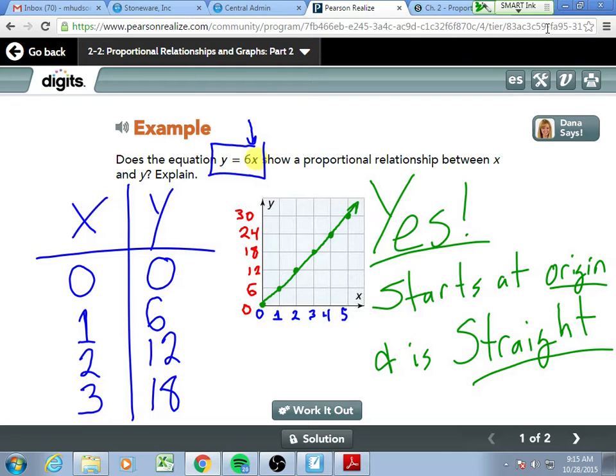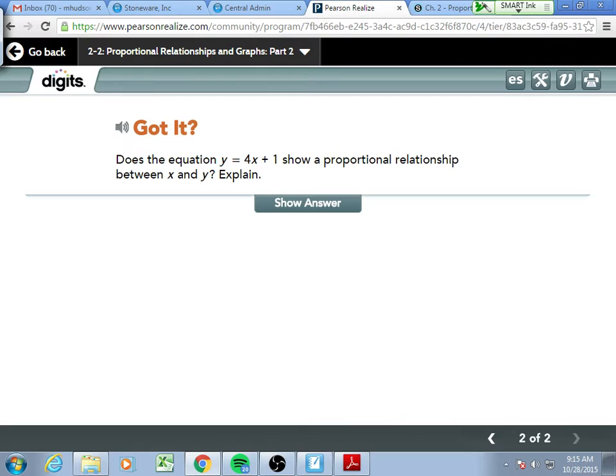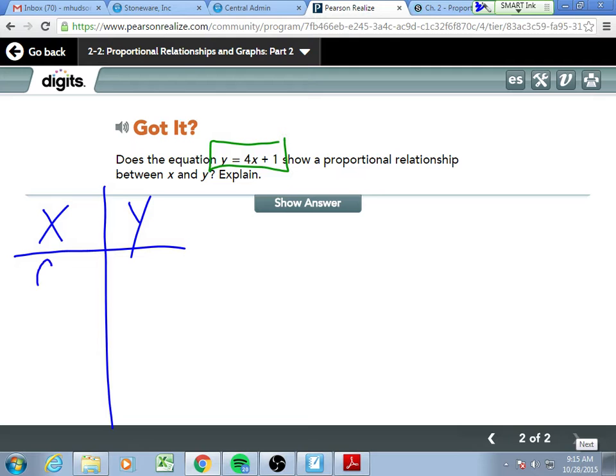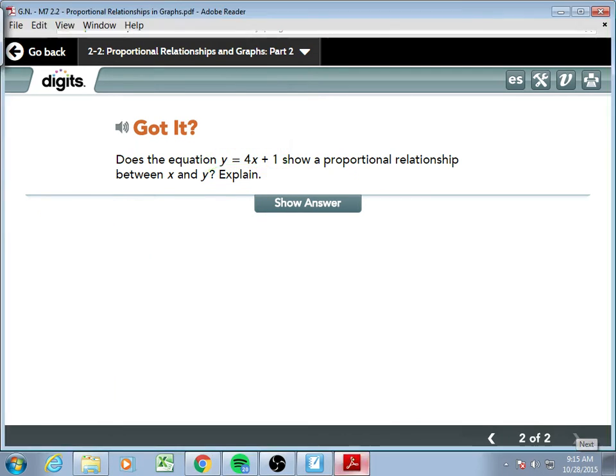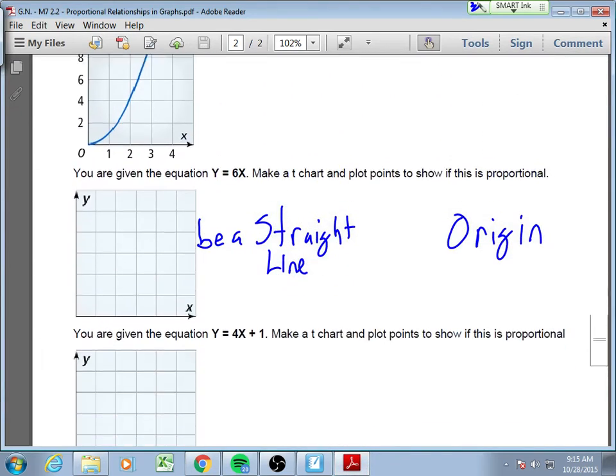So some of you have already taken off on the next one. Go ahead and try the got it then on your paper. The equation you now have is y equals 4x plus 1. So start by creating a t-chart. Choose your x values. I always suggest you start your x values at 0. I was nice and I gave you the graph. I don't have a graph up here, so I'm going to jump back to my notes page actually.